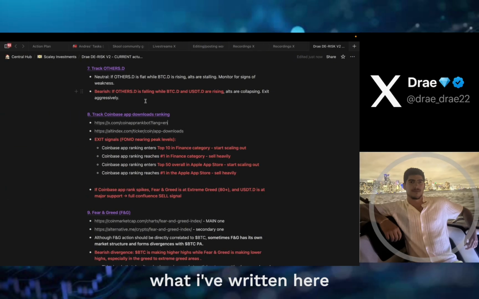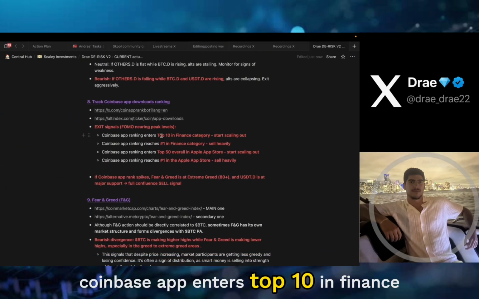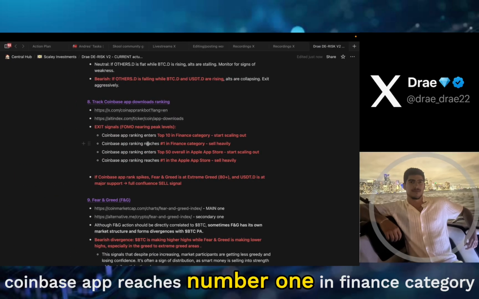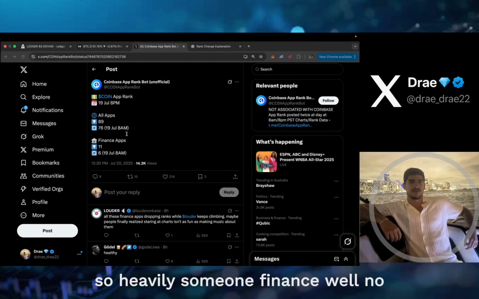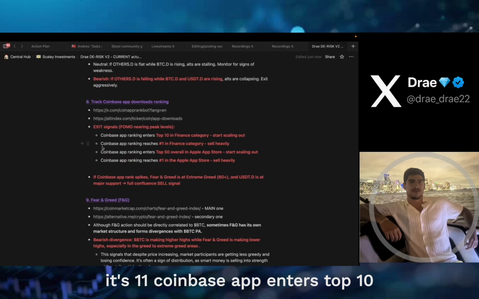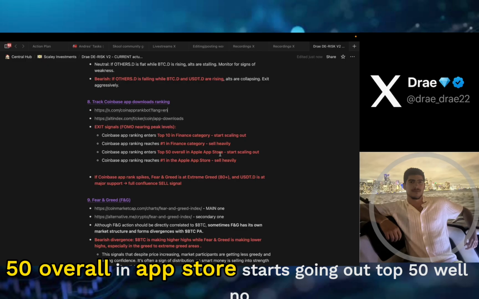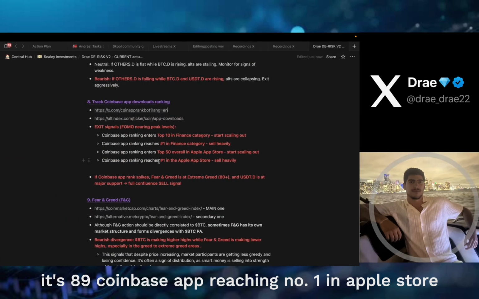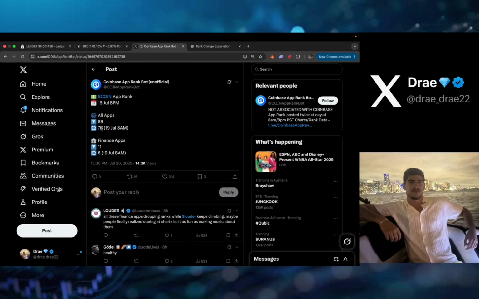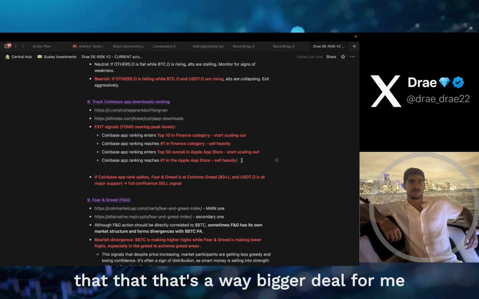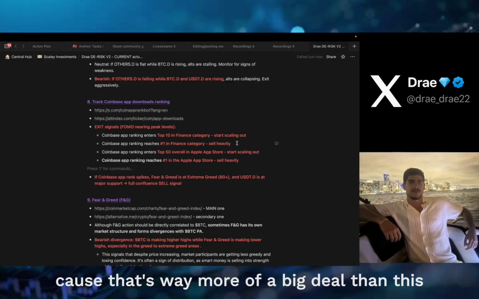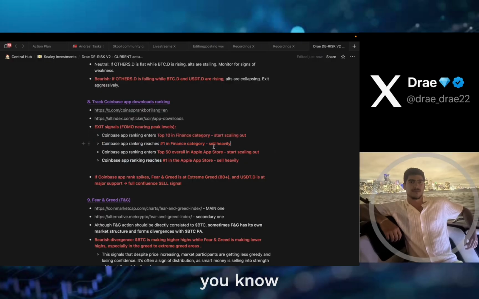Okay, well, what I've written here: Coinbase app enters top 10 in finance, risky, start scaling out. Well, it's 11. Coinbase app enters top 50 overall in the app store, start scaling out. Well, no, it's 89. Coinbase app reaching number 1 in the Apple store, sell heavily. That's a way bigger deal for me, so I'd put that in bold.